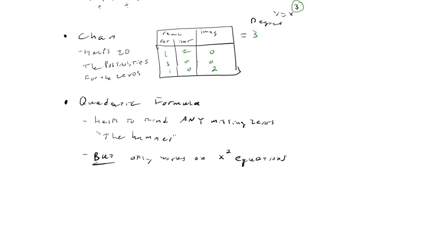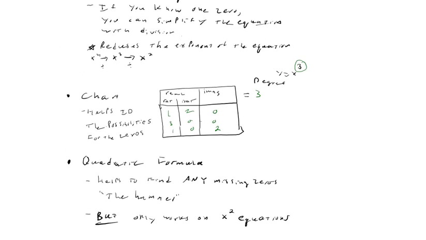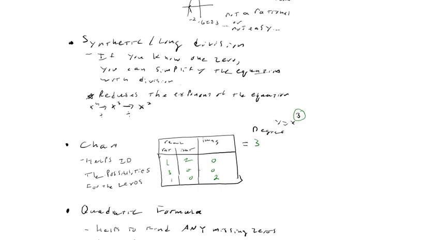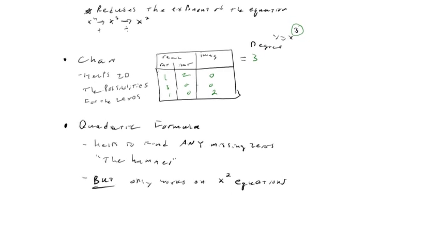We want to be able to use this quadratic formula. We want to help find any missing zeros, but we have to get it so we have an x squared equation. And so the quadratic formula ties in with this synthetic and long division. Every time we do long division, we reduce, reduce, reduce. Once we get to x squared, then we can use this quadratic formula. And that'll help us to break apart any last zeros and find any missing pieces.